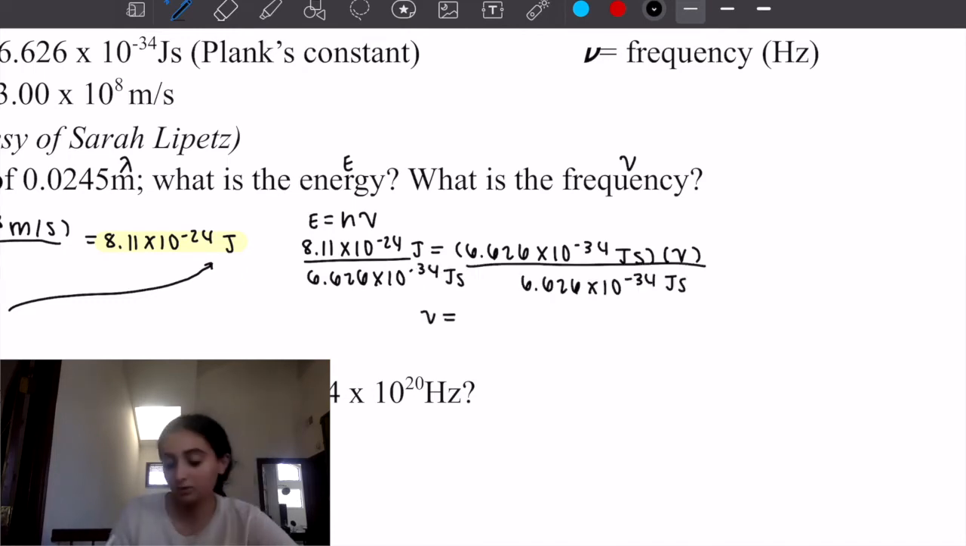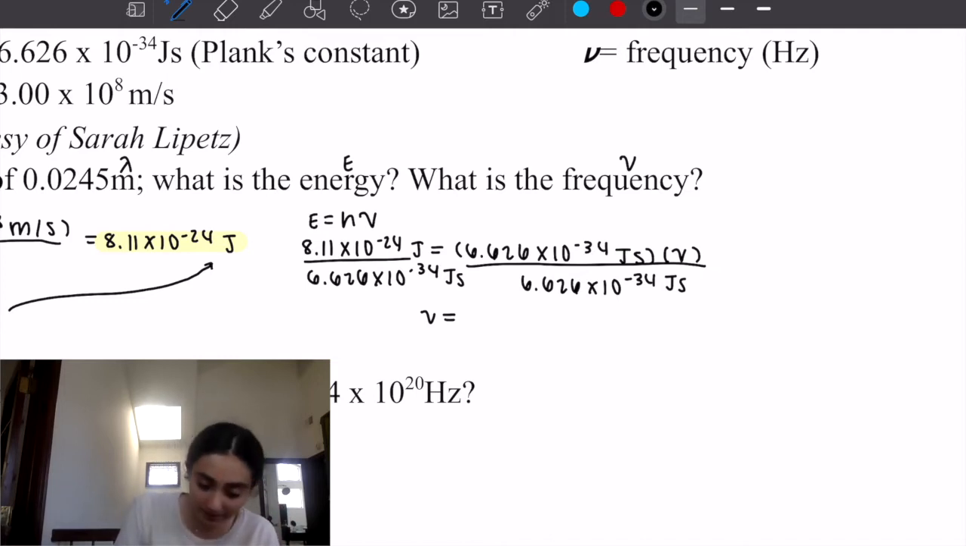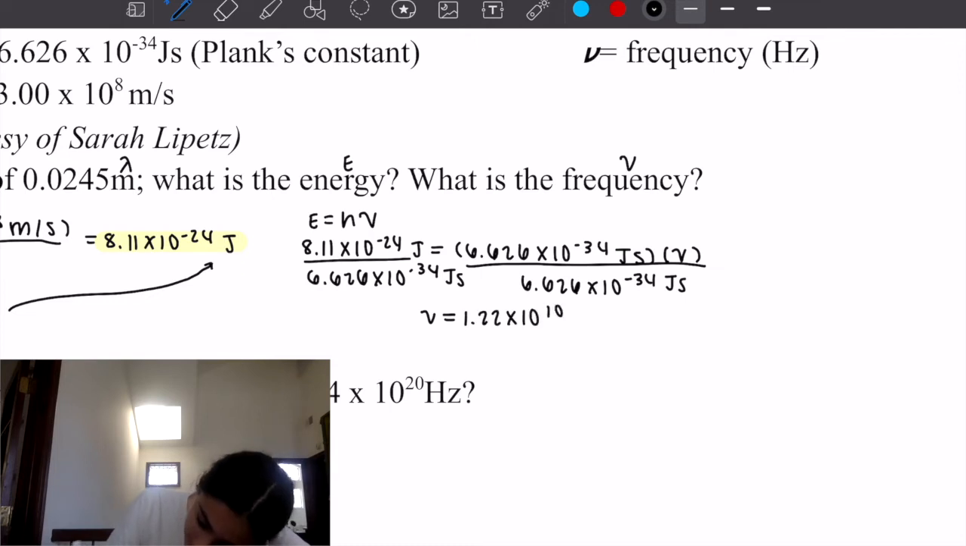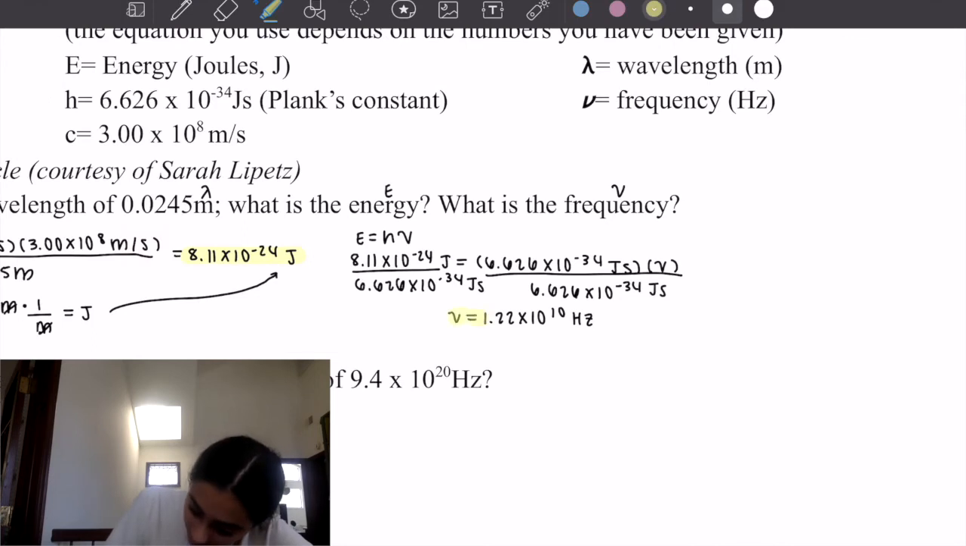And then divide both sides by the constant. What you can do in your calculator is keep the unrounded version in and just hit the divide button and divide by the constant. And we get 1.22 times 10 to the 10th hertz. Beautiful, so we solved this problem.